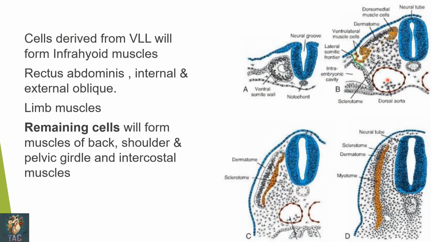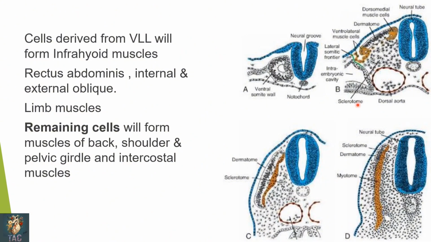So cells which will remain in this area, which will not cross the lateral somatic frontier, will form the primaxial domain. And the cells which migrate from the ventrolateral edge and cross the lateral somatic frontier will form the abaxial domain. This is a very important and new concept of the development of the muscles. Previously, it was thought that muscles were categorized into two classes, either as the epimere or the hypomere, or epaxial or hypaxial, that is above the axis and below the axis. And this was because one of these was supplied by the ventral primary rami and the other by the dorsal primary rami.